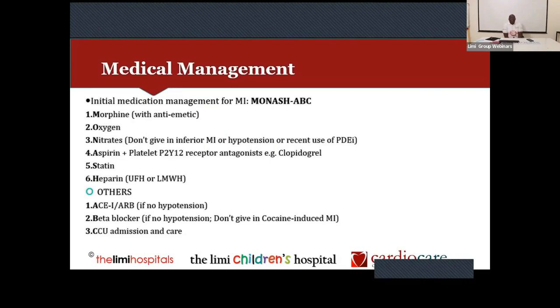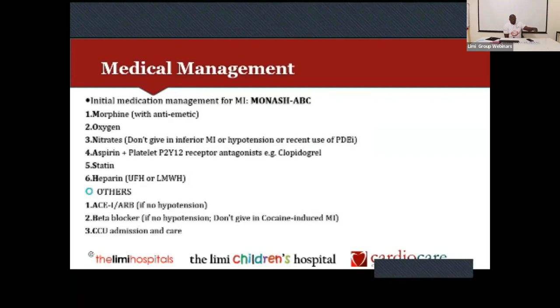And if a patient has ischemic changes in leads 2, 3, and aVF, which is an inferior MI, you should not give them nitroglycerin. And that is why it is important for you to refer your patient to a specialist.